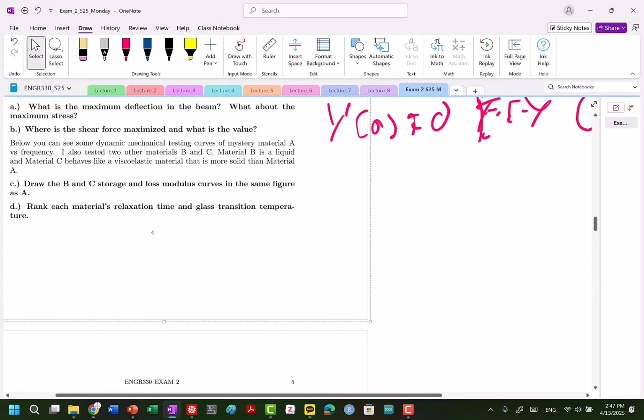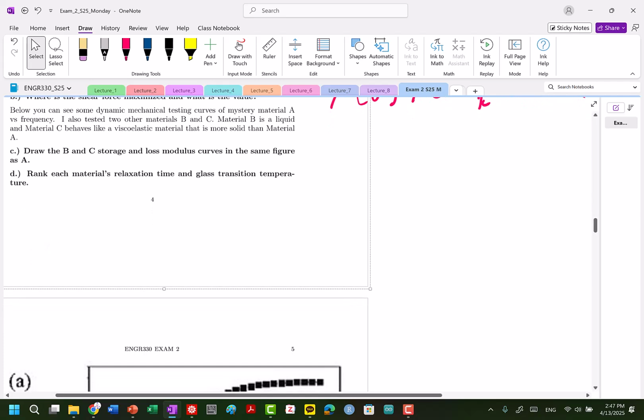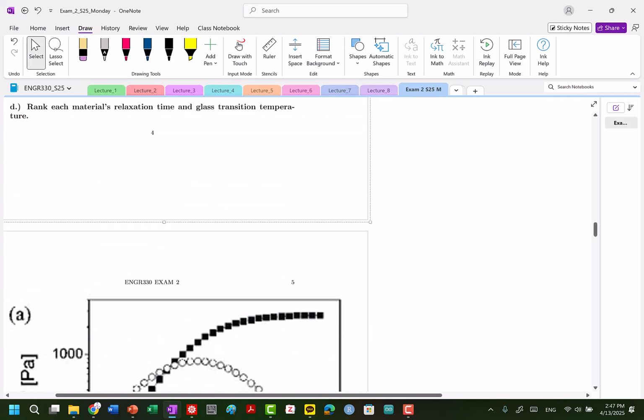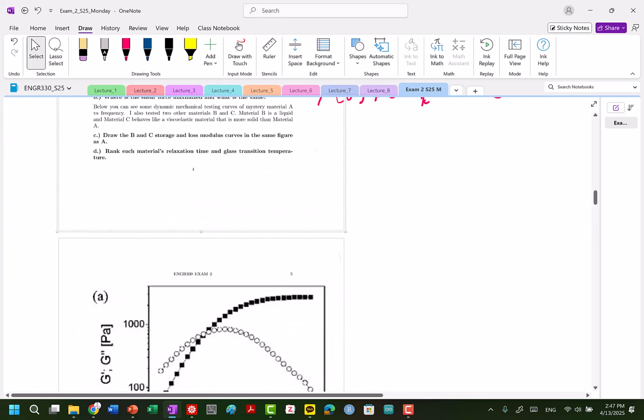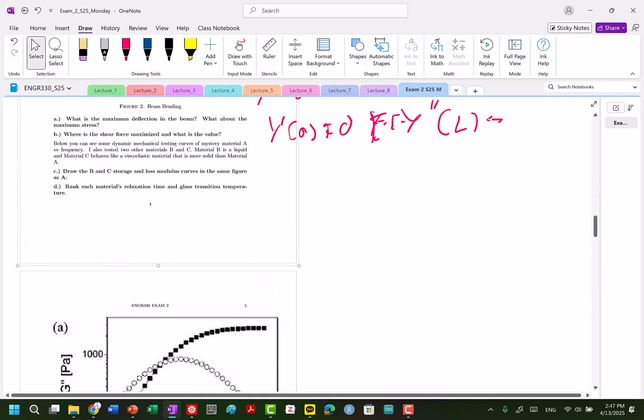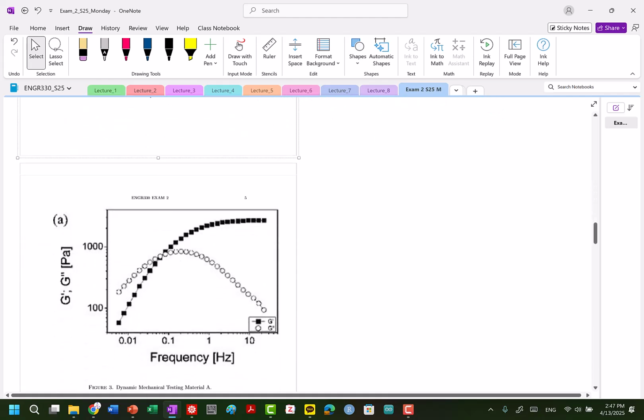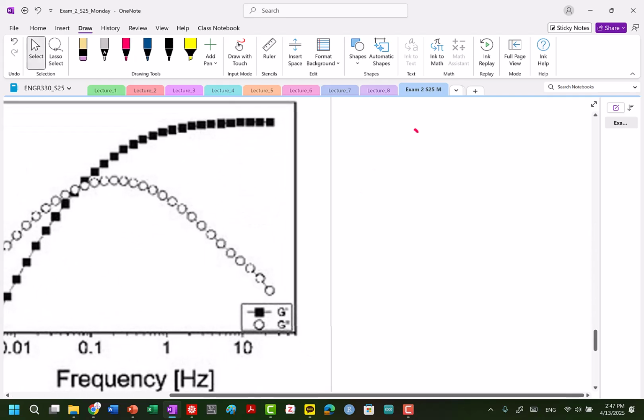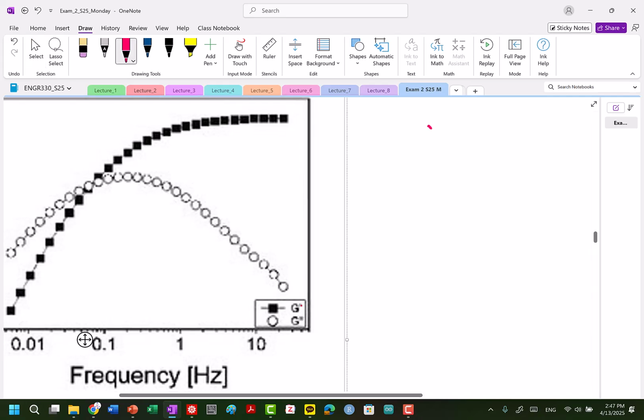Let's see here. Some dynamic classical testing curves, material A versus frequency, tested B and C. B is a liquid. C behaves like a viscous material that is more solid than material A. So, draw the, let's see here. So it's giving us, and let's verify it ourselves, at high frequencies it should be looking like a solid, and that is our G prime and our G double prime.